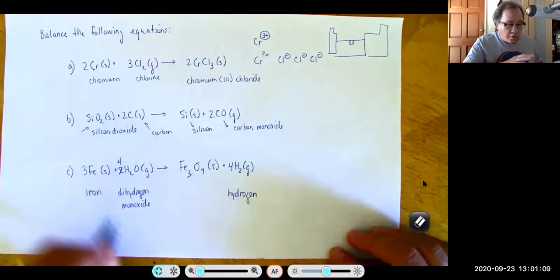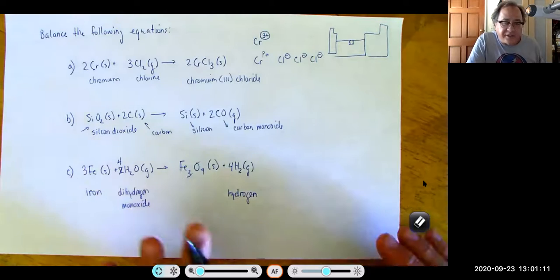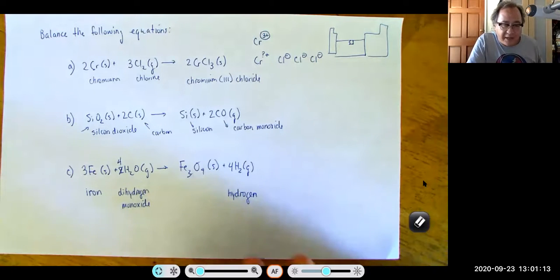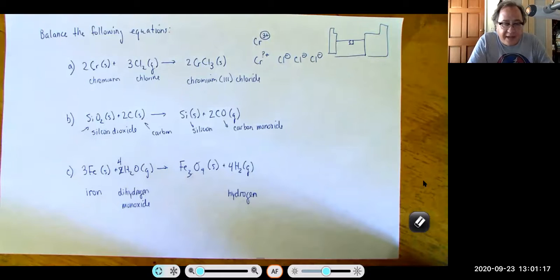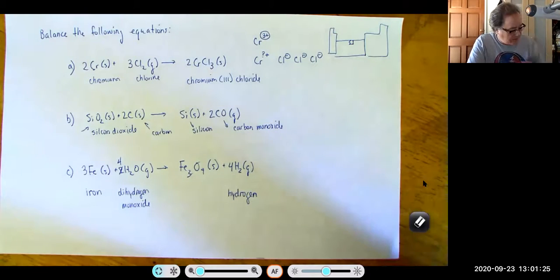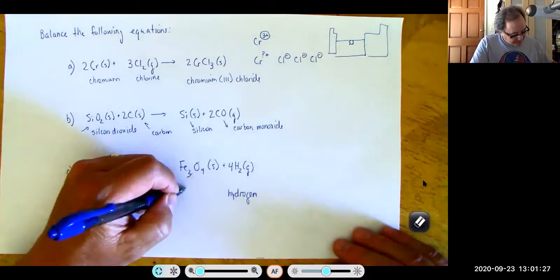So where does the coefficient come into play when we're naming these things? And the answer is not one bit. When we name compounds, we don't care about the coefficient. So what is this guy?